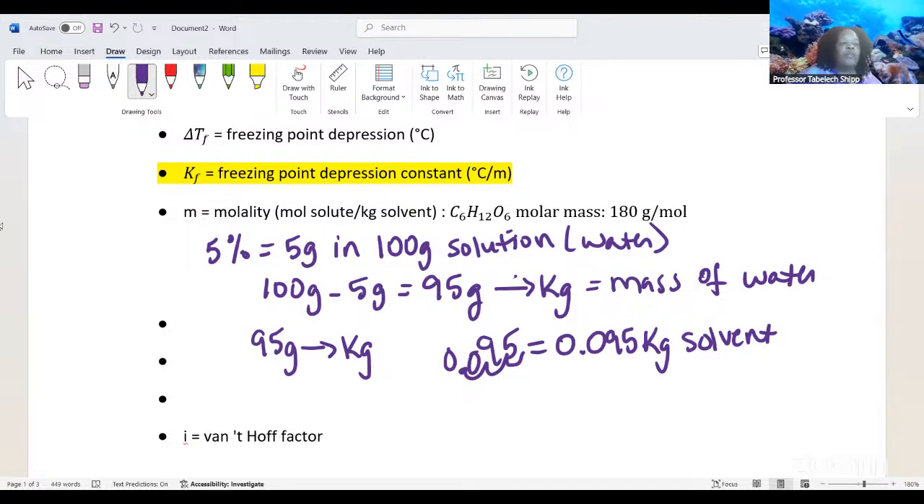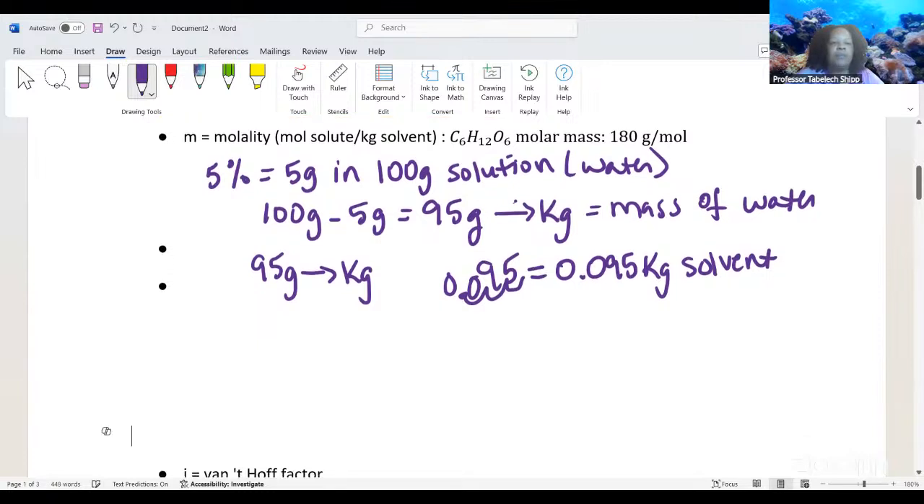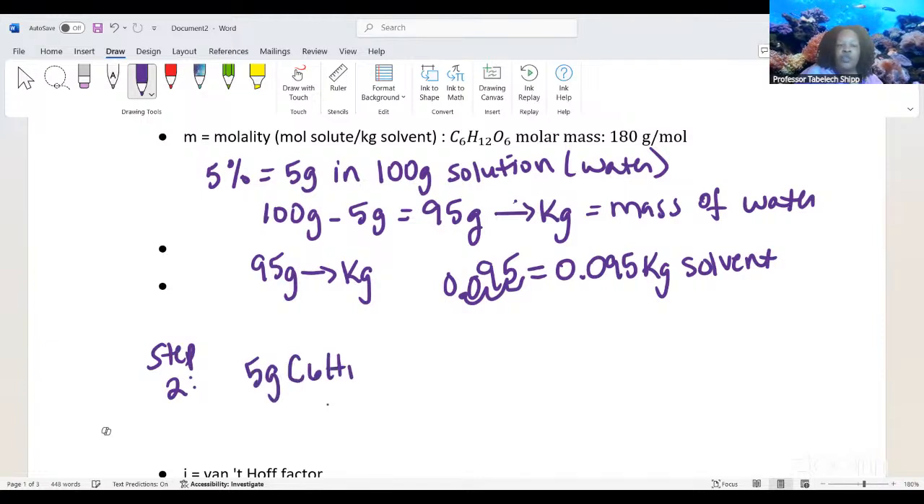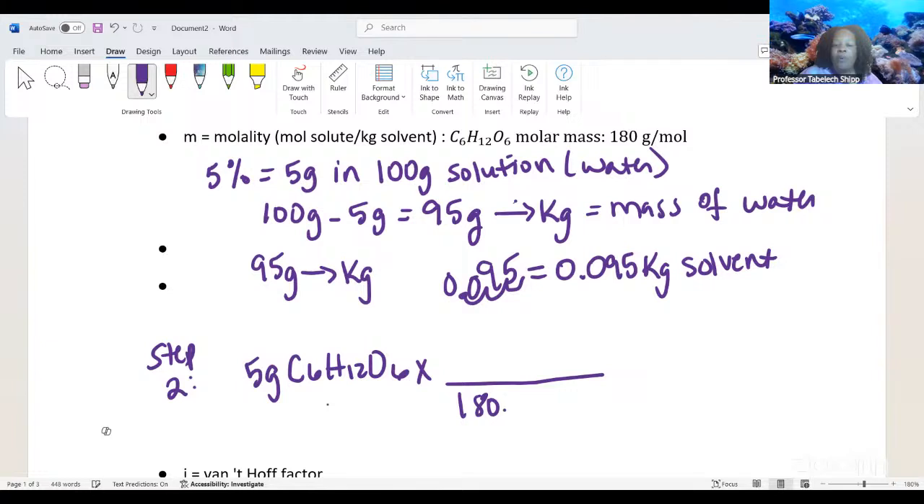Now we're going to move on to the next part of our step. Whenever you look at these problems, I want you to be mindful of the things that you have within your problem. The 5 grams of the dextrose that we're going to convert to moles, we're going to do it like this. This is step number 2. You're going to take the 5 grams of the dextrose, which is C6H12O6, and convert that to a mole. So the 180.16 grams is on the bottom, and on the very top is 1 mole.